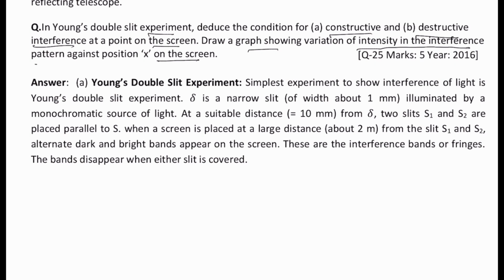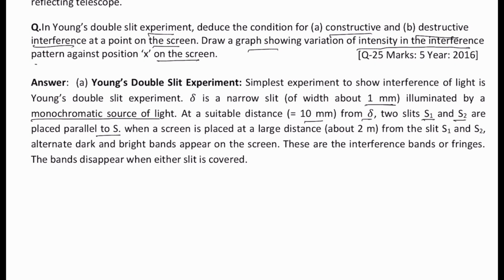Okay, so S is a narrow slit of width 1 millimeter, as in the image on the second page. This is also very important, that the slit width should be small. It is illuminated by a monochromatic source of light, meaning the incident light is of a single wavelength. Two slits, S1 and S2, which act as the light sources, are placed parallel to S.